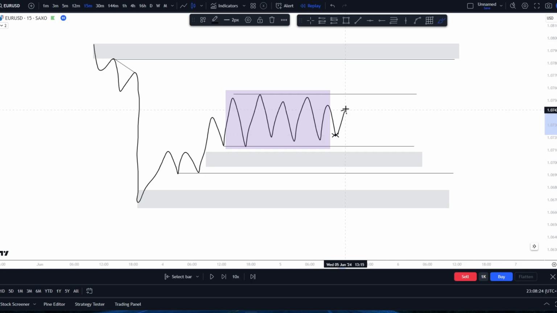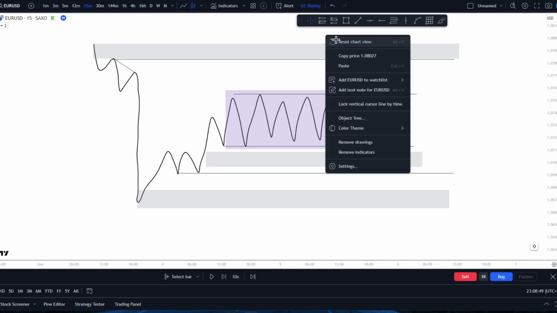Or if the price would go for the upper range, Asia range, I would either wait for a confirmation here, or I would wait for the price to go for another liquidity right here, and then I would look for confirmation right after raiding this liquidity. Let's now go to the charts.